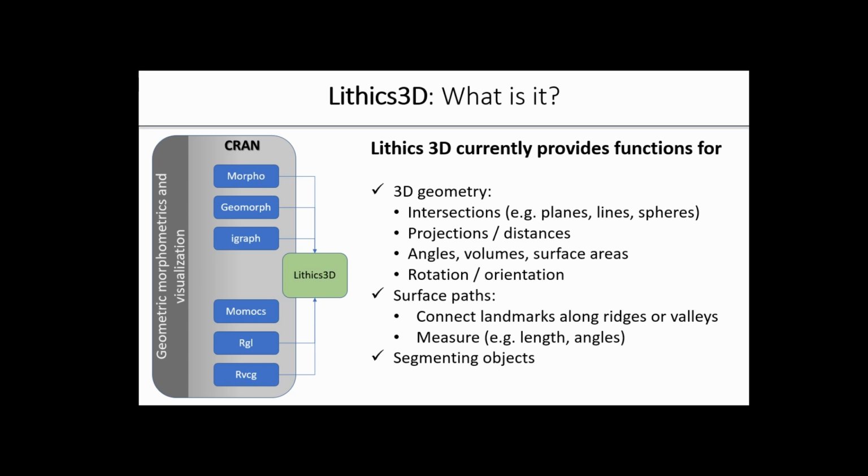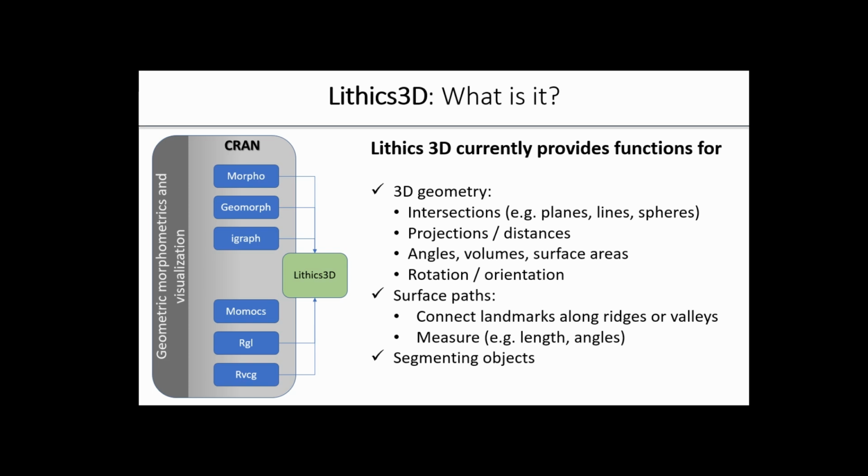Now, Lithics3D currently provides functions for working with these kinds of virtual models as geometric objects. So functions for basic geometric operations such as intersections between planes, lines, and spheres. Functions for computing angles, volume, surfaces, and also for rotating 3D data in a way that allows us to standardize the orientation of artifacts. It also provides functions for connecting landmarks on the surface of the object, following ridges or valleys, for instance, and to measure things such as edge angles along these paths, and also to segment these objects.